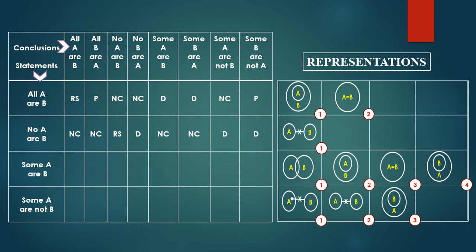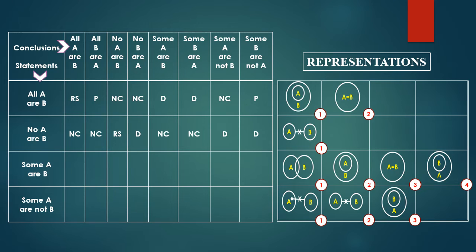Next we will see no A are B. For no A are B, all A are B and all B are A are no conclusion, because there is only one representation for no A are B, and in that representation we are not able to convince anyone that all A are B or all B are A, because whole A is not B. It's obvious that both are no conclusion. No A are B is a restatement because the statement itself is repeating. No B are A: when we say whole A is not B, it's obviously whole B is not A. That's why it is definite.